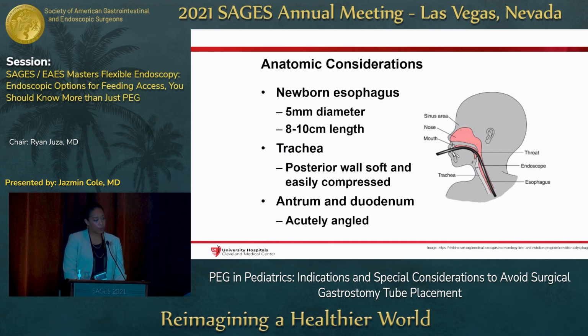And since upper endoscopy in pediatrics is usually done under general anesthesia instead of the conscious sedation that we use in adults, this is an especially significant difference. And lastly, the antrum and the duodenum are at a more acute angle, and so they require a higher degree of tip deflection for adequate viewing.